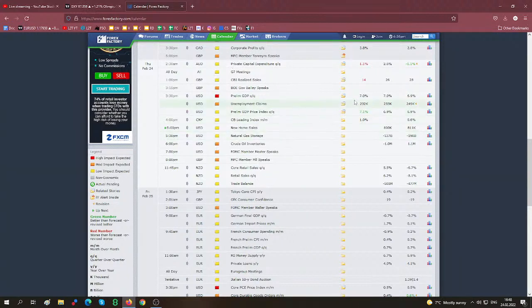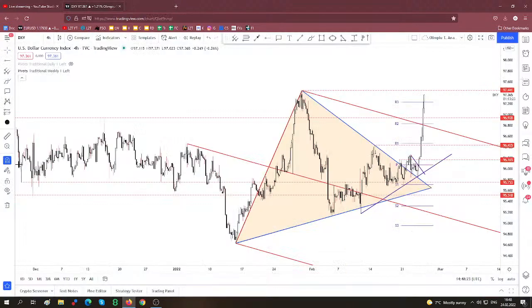The economic calendar earlier today: the prelim gross domestic product from the United States, 7% growth, matching expectations; unemployment claims reported better than expected data; prelim gross domestic product price index better than expected, and maybe in 12 minutes new home sales from the United States. Let's wait and see how the markets will react.